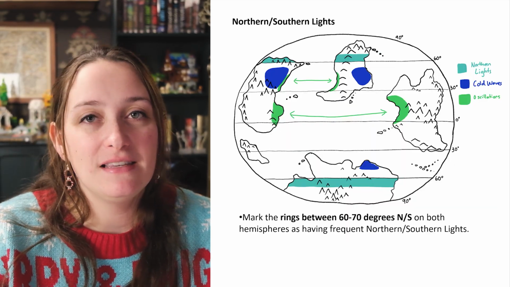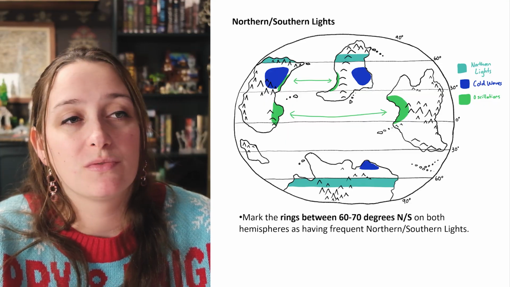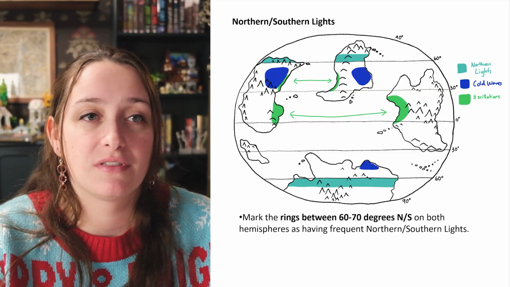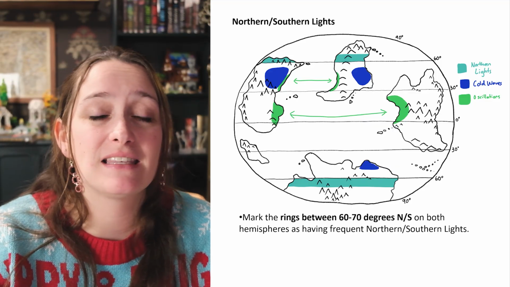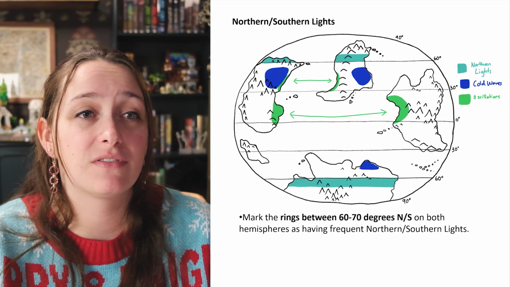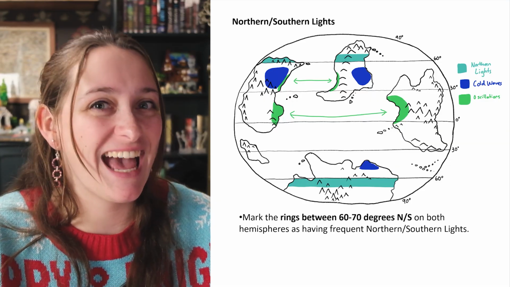So these lights are mainly found in something called the auroral oval, which is roughly 60 to 70 degrees north and south. And this oval is not consistent and can meander a bit, and the lights can be seen at lower latitudes if there are particularly strong solar storms. We're not going to get into that.